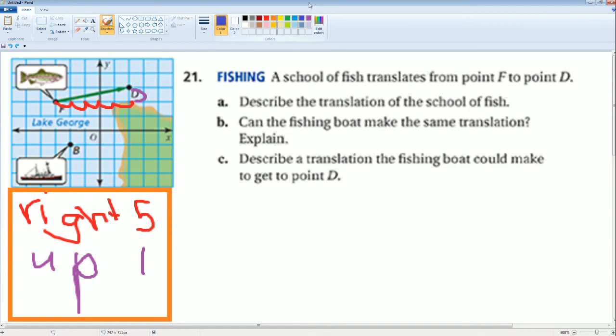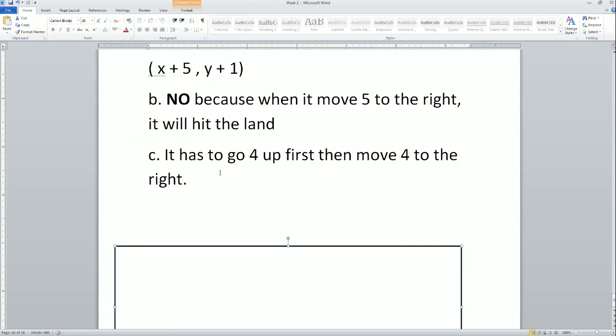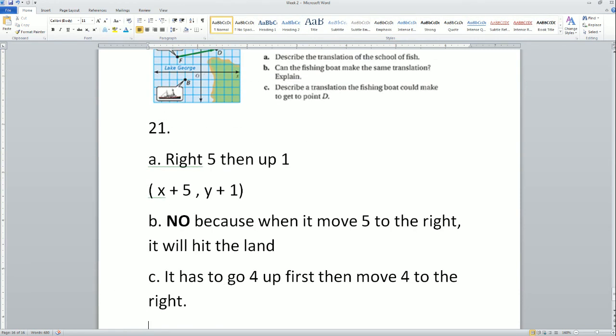Okay, so what it could do is it can do the y direction first. So it can go up 1, 2, 3, 4. It can go up 4. Then it can go right 1, 2, 3, 4. Then you can go right 4. Right. This process, there you go. It has to go up 4 first, then 4 to the right. That is the transformation the boat can take. There you go.